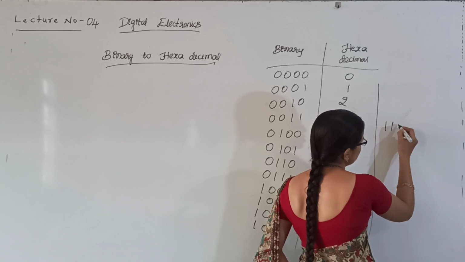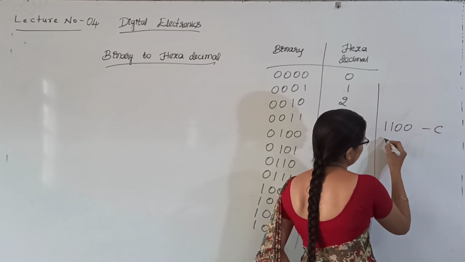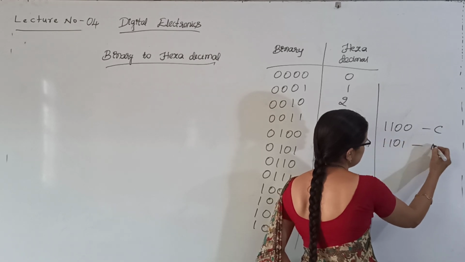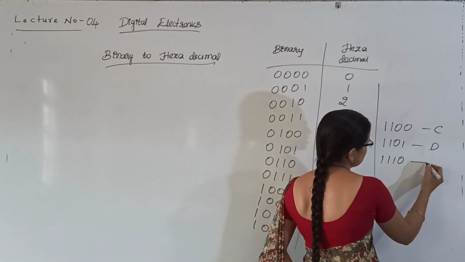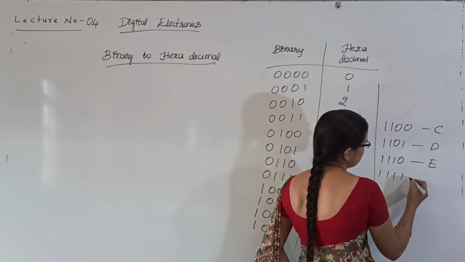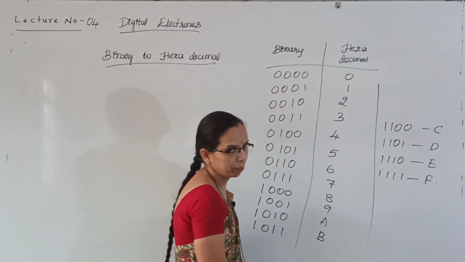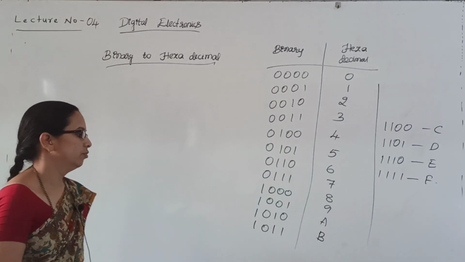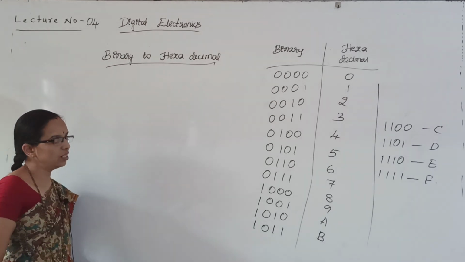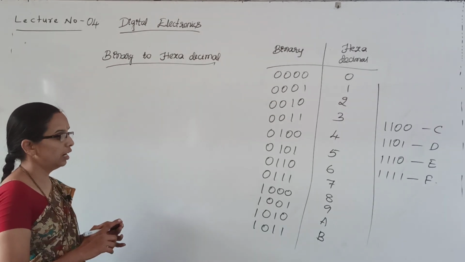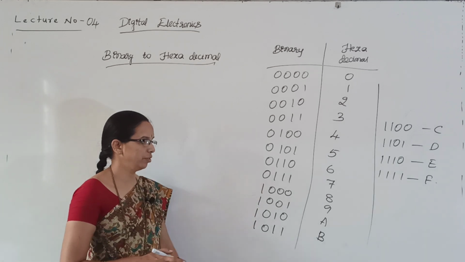Sorry. 1, 1, 0, 0 is C. 1, 1, 0, 1 is D. 1, 1, 1, 0 is E. 1, 1, 1, 1 is F. Okay. From 10 to 15 is A to F and the equivalent binary is also written.